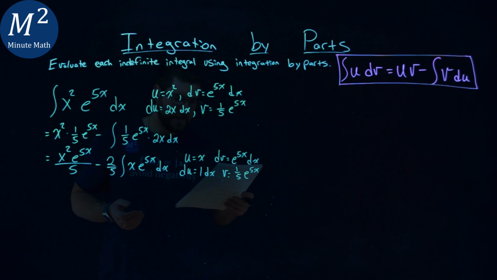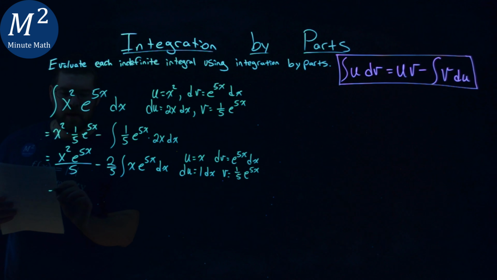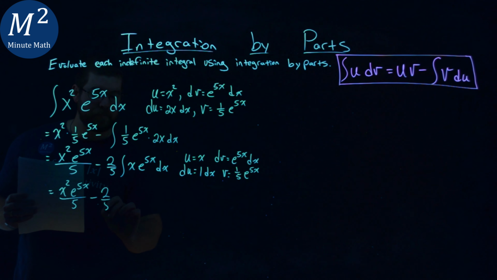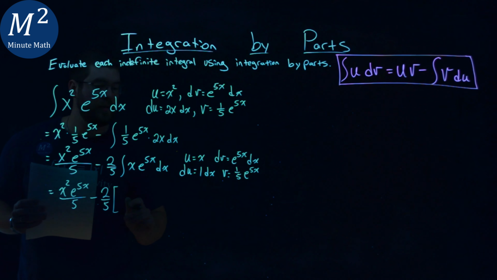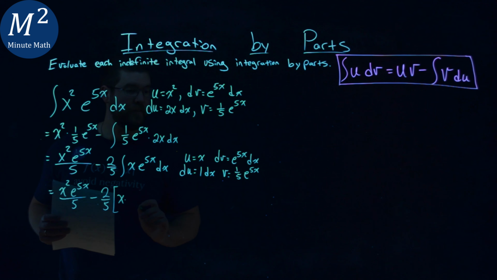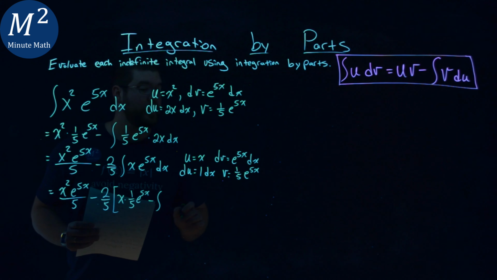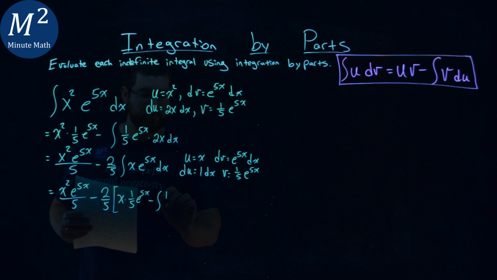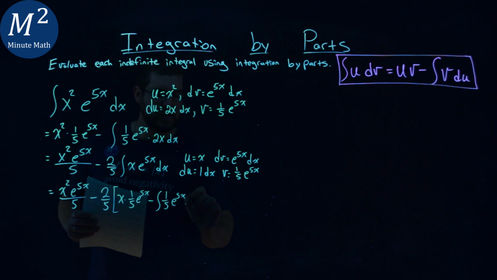From there, let's apply our integration by parts a second time. This part just stays the same, x squared e to the 5x over 5. Minus, well, the 2/5 stays out here, but we're multiplying that by our integration by parts formula: u times v, in this case x times my v value, 1/5 e to the 5x power, minus the integral of v, 1/5 e to the 5x power, times our du, which is perfect, just that 1 dx. Okay, put parentheses there.